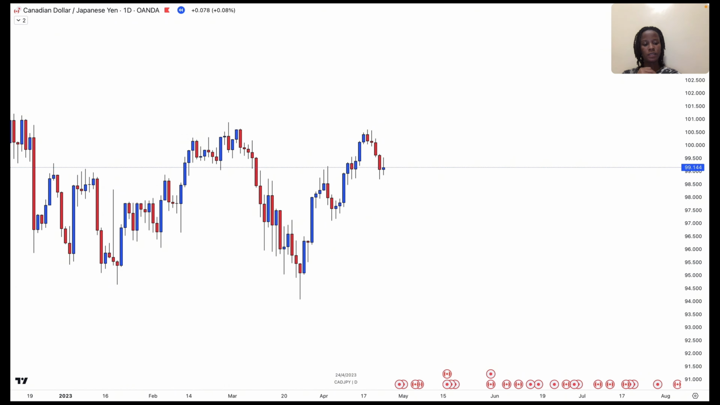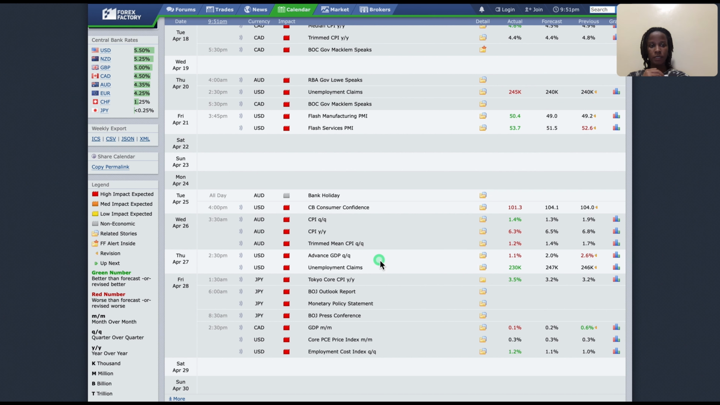Let's go to the calendar. Going to the calendar, you can see here 25th April. This day is actually a valid trading day. So let's go to the M15 and look for an entry.